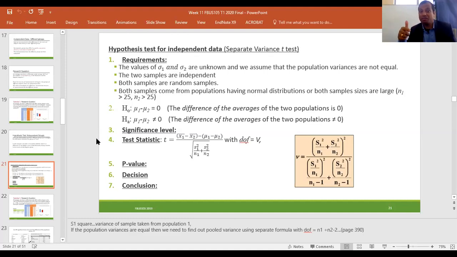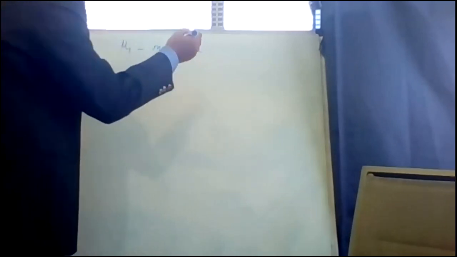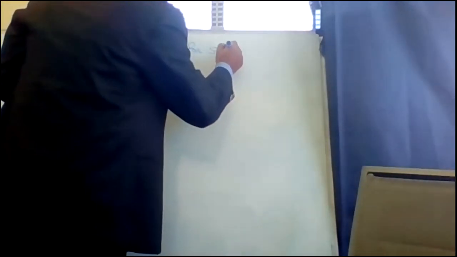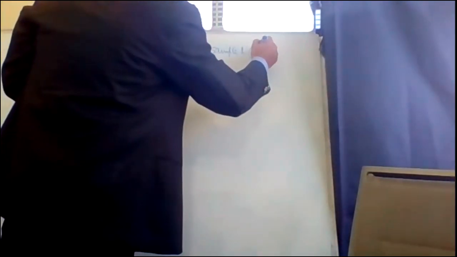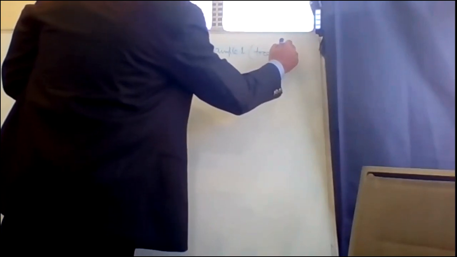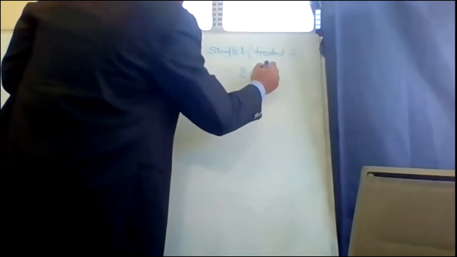So what is the second step? The second step is important here. Mu1 minus mu2 equal to 0. That is the null hypothesis. What am I saying? Mu1 and mu2. I'm assuming that mu1 is the mean value for sample 1, or you can say sample 1 is the treatment group, whereas mu2 is the mean value for sample 2, that is the control group.